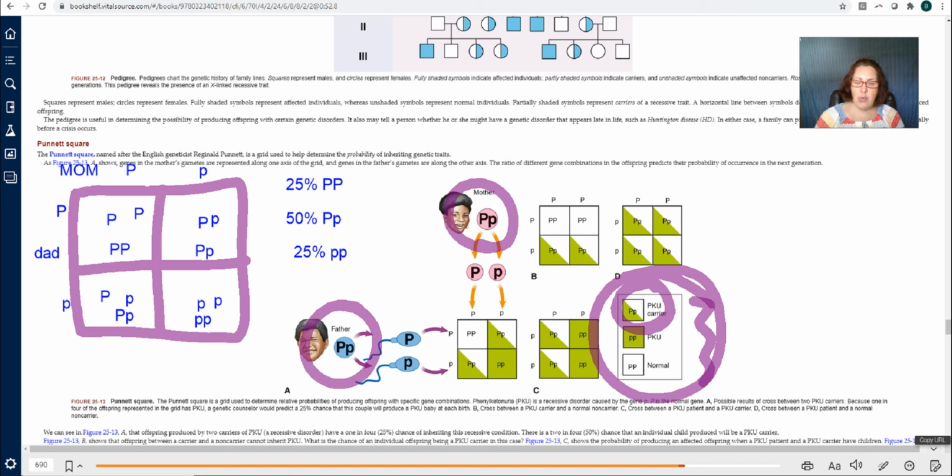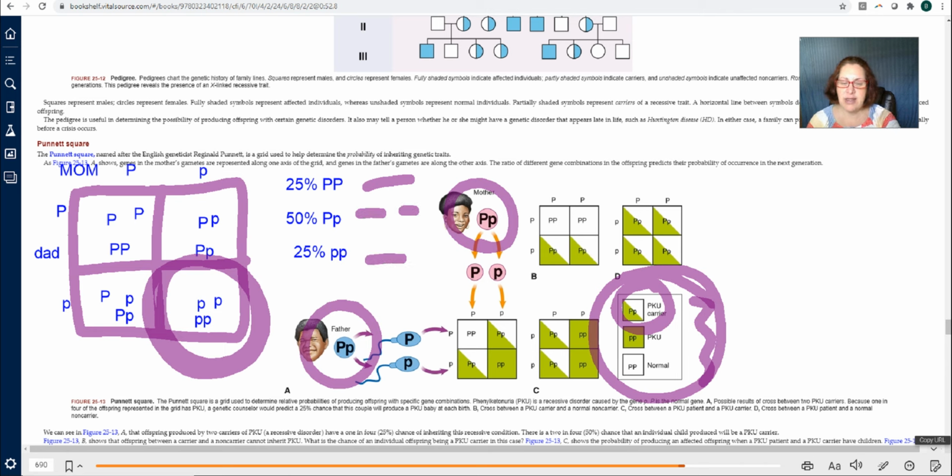So mom and dad both have the ability of creating a baby with this disease if the baby gets this genetic combination. 25% chance. Now, this does not mean every baby. So if I have more than one baby, let's say I have 4 babies, that doesn't mean I'm going to get one of these, 2 of these, and 1 of these because I had 4. Every time a baby is created, that's a new 25% chance.